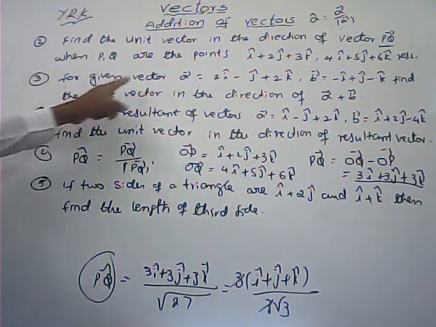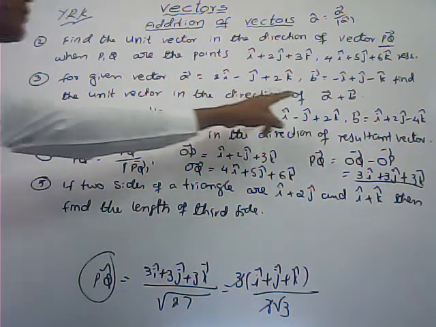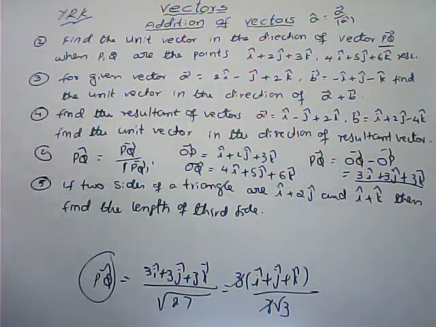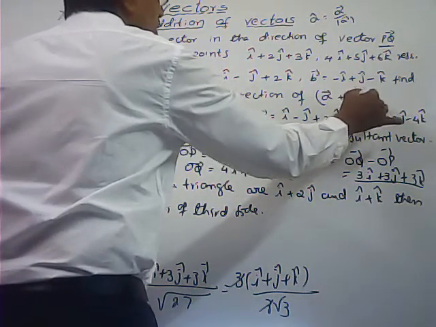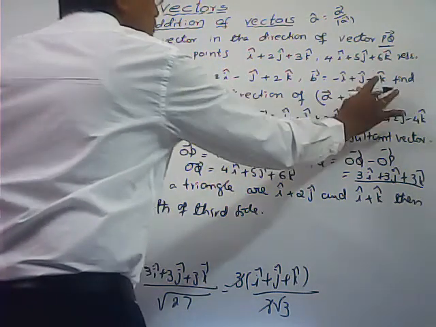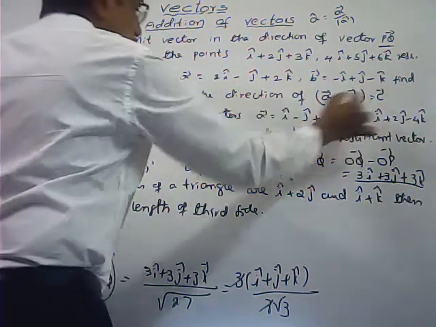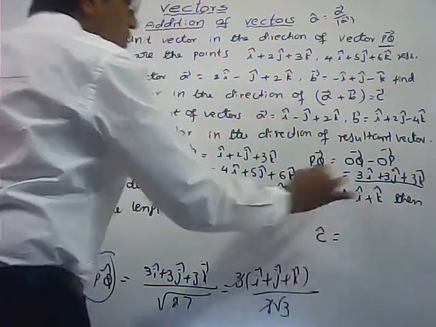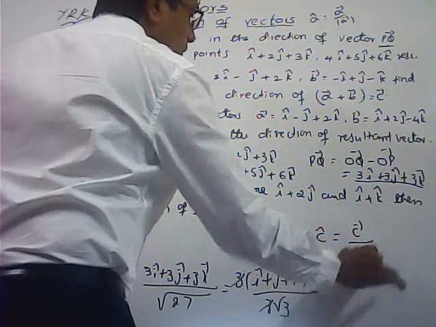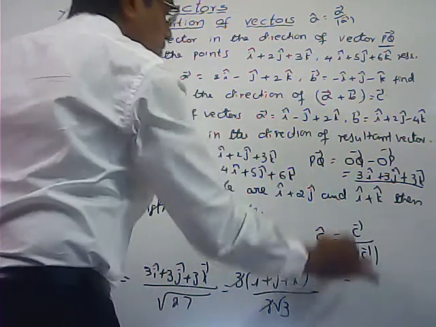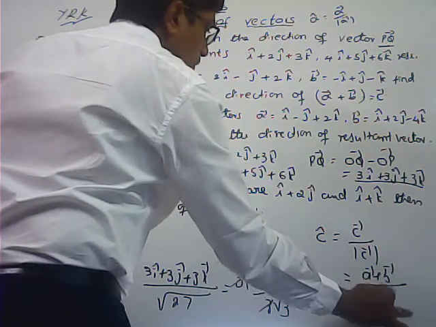Similarly, for given vectors A bar and B bar, what is the unit vector in the direction of A bar plus B bar? Here you can consider A bar plus B bar as C bar. What is the unit vector in the direction of C bar? That is C cap, equal to C bar by modulus of C bar. C bar is A bar plus B bar, by modulus of A bar plus B bar.